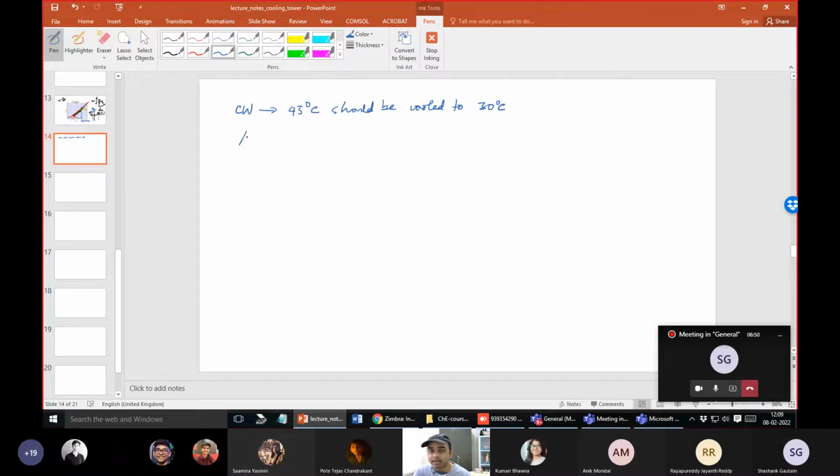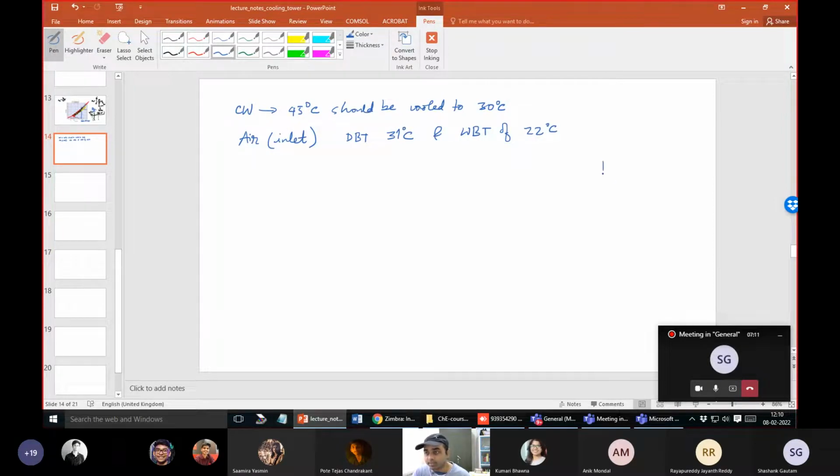The air at the inlet, which is what we know, has a dry bulb temperature of 31 degrees centigrade and a wet bulb temperature of 22 degrees centigrade, right?